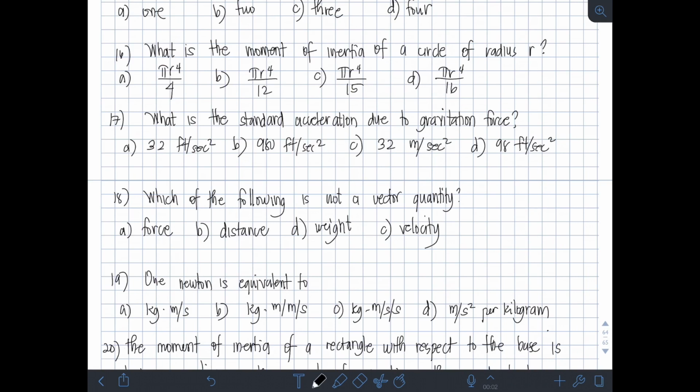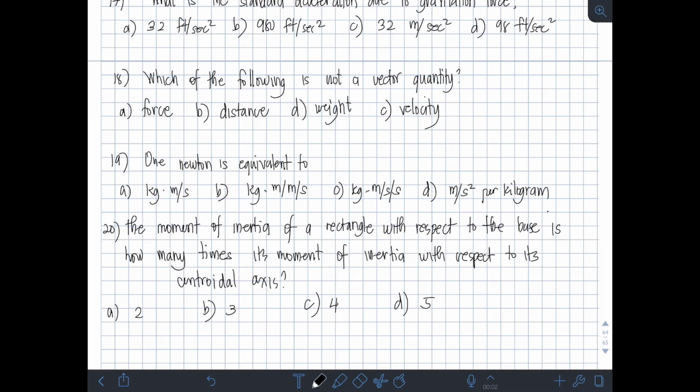17. What is the standard acceleration due to gravitation force? A, 32 feet per second squared, B, 980 feet per second square, C, 32 meter per second square, D, 98 feet per second square. The answer is letter A, 32 feet per second square. 18. Which of the following is not a vector quantity? A, force, B, distance, C, weight, D, velocity. The answer is letter B, distance.